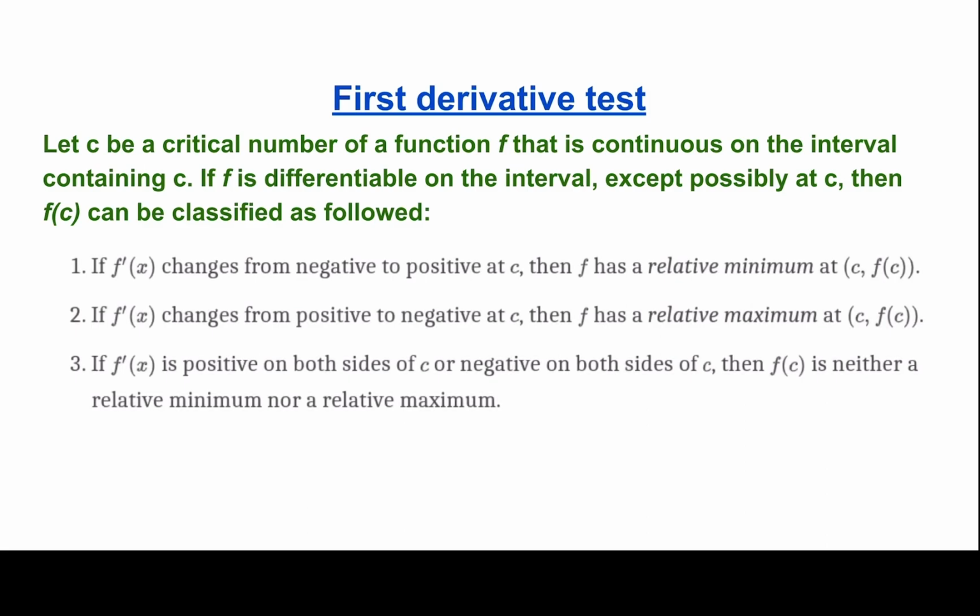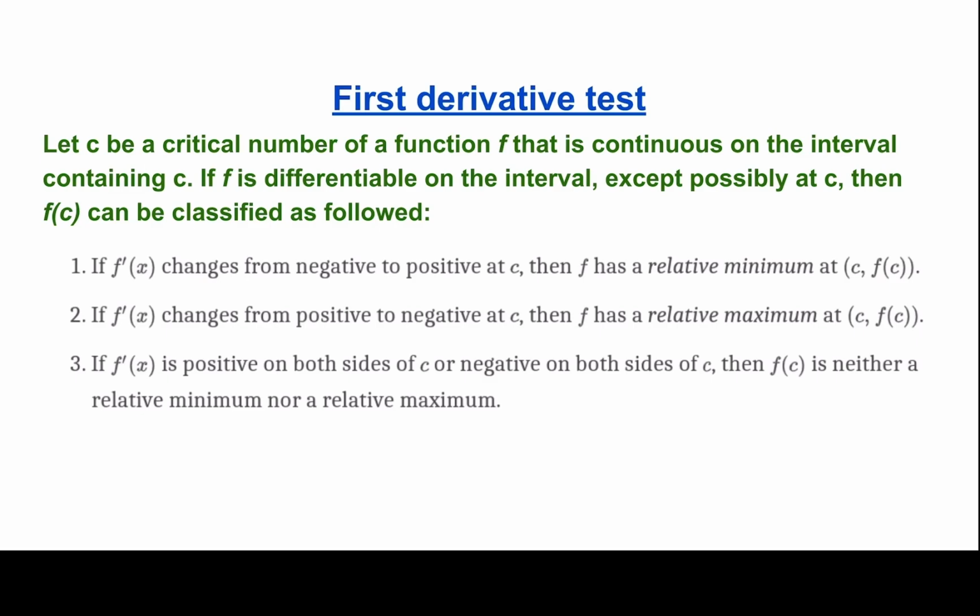And there we go. So if the derivative of f of x changes from negative to positive at C, then that means that it's a relative minimum at that point C, f of C. Right? Think about that. Try to visualize it. We're going down and then up. That's going to be a minimum. And then the second one, we're essentially going up and then down, where we have the derivative changing from positive to negative, and that means that it's going to be a relative maximum.